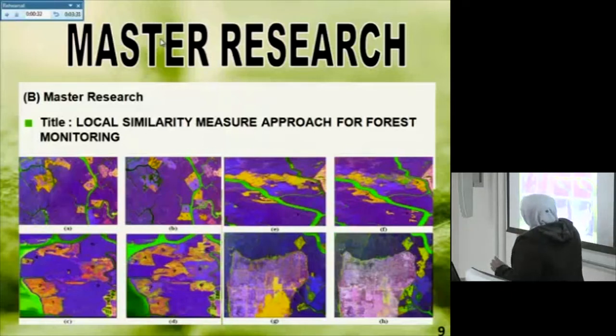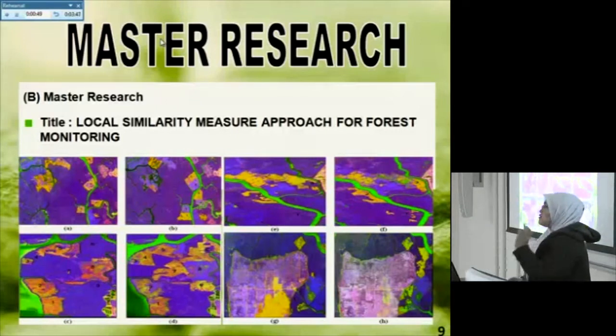For example, here we have 4 areas. This is in Matang Mangrove Forest, Perak, Malaysia. For example, image A and B are the same area, but the difference is image A was taken by satellite in 2005, and image B was taken in 2007. We overlap both images and use this algorithm to detect the change area.